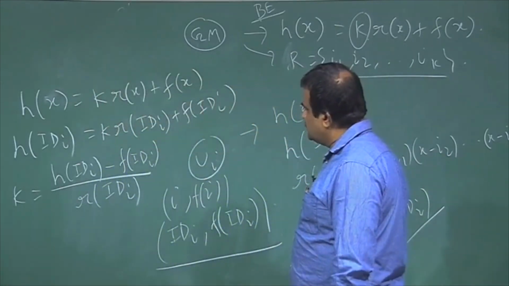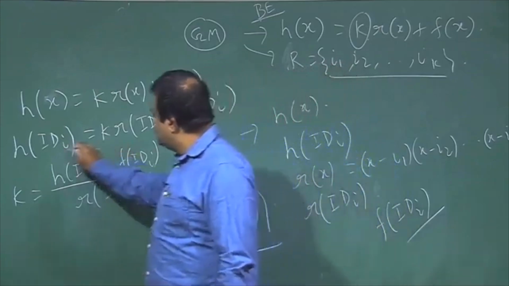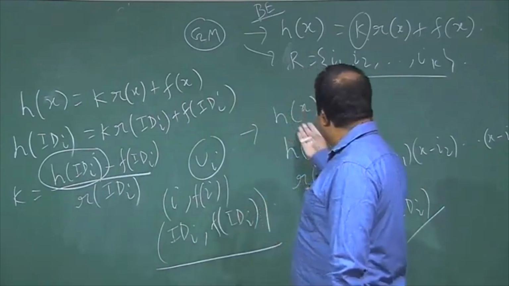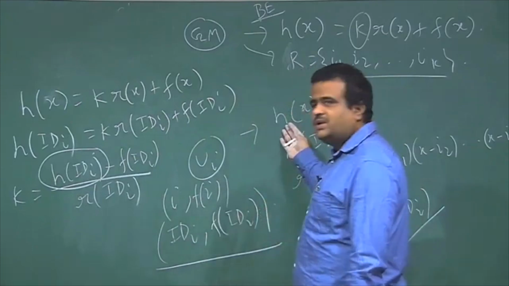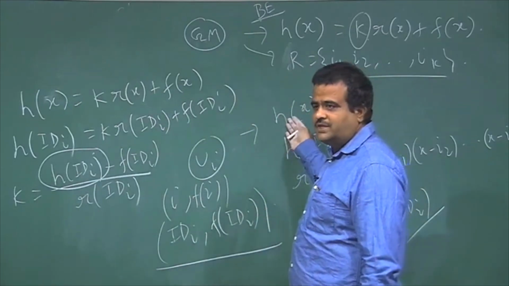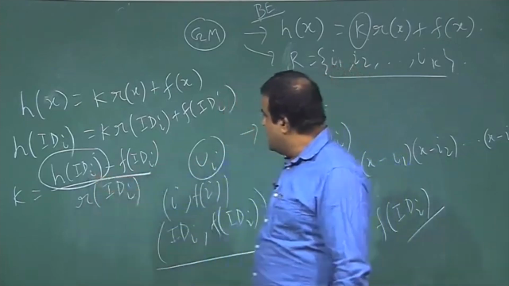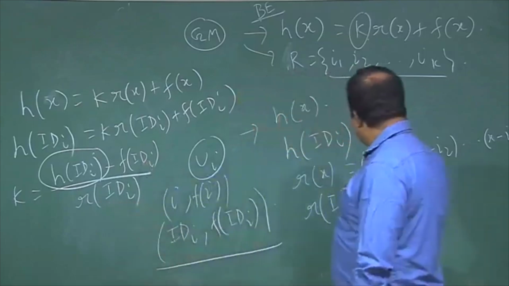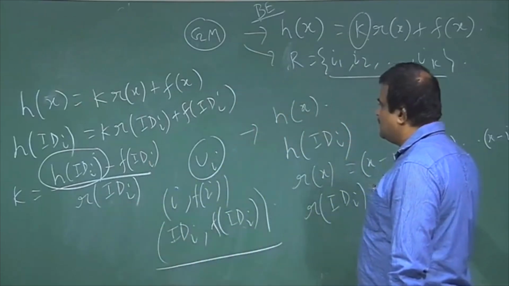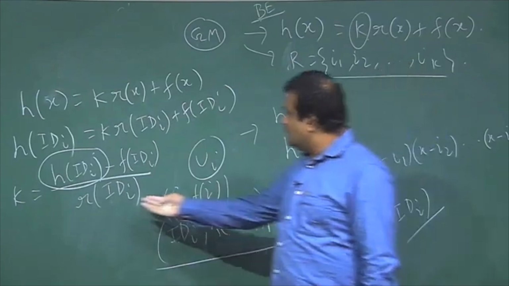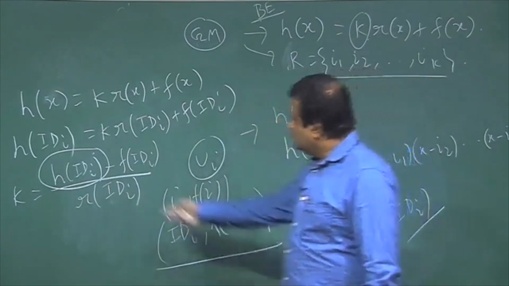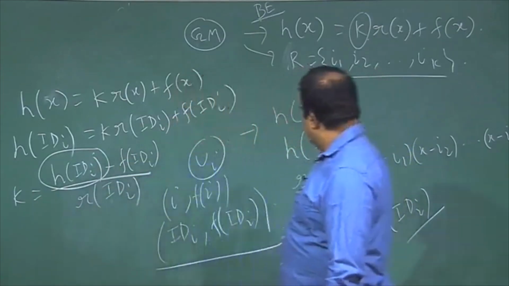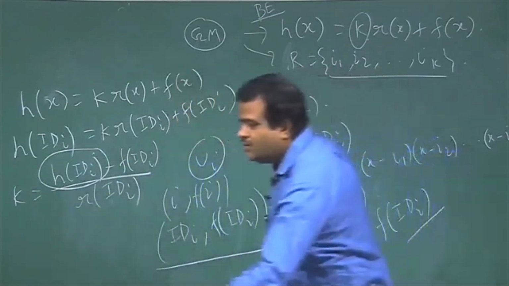Now this value the user is computing, because this polynomial is broadcast by the group manager. This value the user already has, and this value can also be computed by the user, because his ID does not belong to the revoked list. So by doing this calculation, the user can get the session key k.